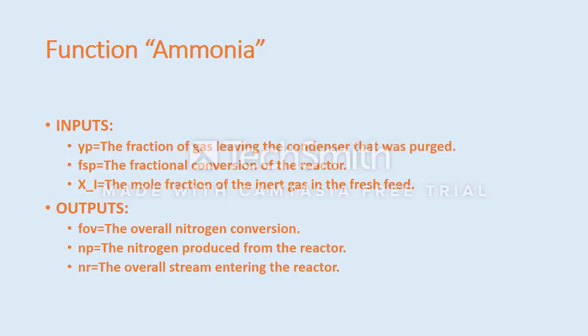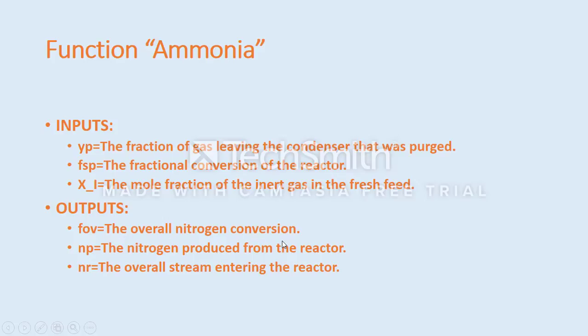What we do is we have the three inputs, YP, FSP, and XI, and then we output FOV, NP, and NR. FOV is the overall nitrogen conversion. NP is the ammonia produced from the reactor. NR is the overall stream entering the reactor, so NR is that important stream I was discussing. NP is the nitrogen produced, the ammonia, that's a typo. That is the ammonia produced from the reactor. And FOV is the overall nitrogen that was converted.